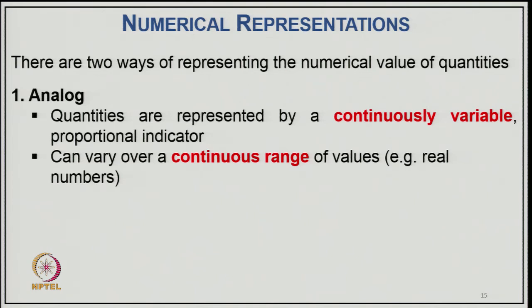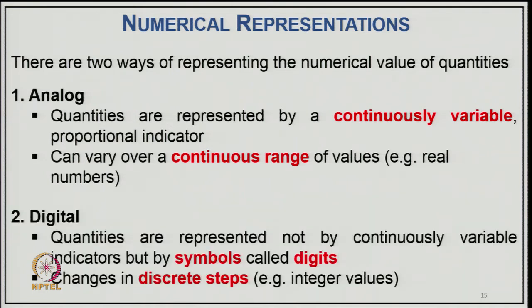So, now coming to what is really inside all these applications, how digital technology works inside these systems. As a fundamental or basic approach, we have numerical representation. There are two ways of representing numerical numbers. One is analog, where quantities are represented by a continuously varying variable, which is a proportional indicator and can vary over a continuous range of values like real numbers. We call these analog numbers or analog quantities.